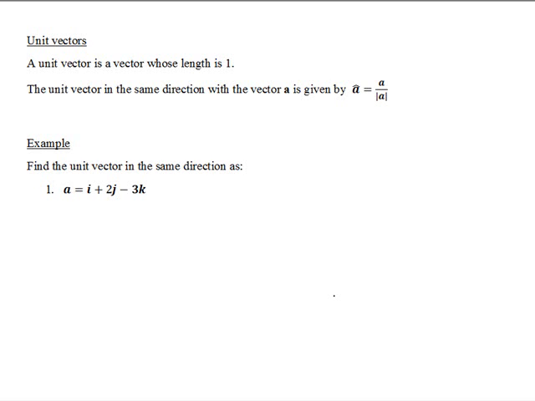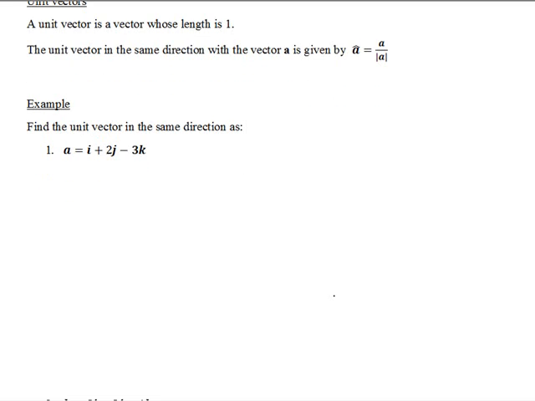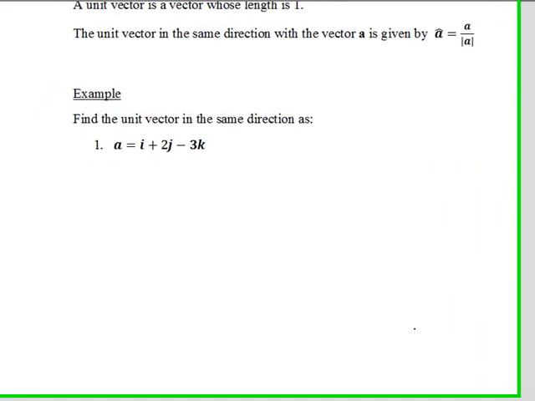The notation that we will use for unit vectors here would be A with the hat on top, or the caret. I think some of you in physics or engineering use U or another notation, I'm not sure. Yes. So let's do number 1. Find a unit vector in the same direction as A, which is i plus 2j minus 3k.